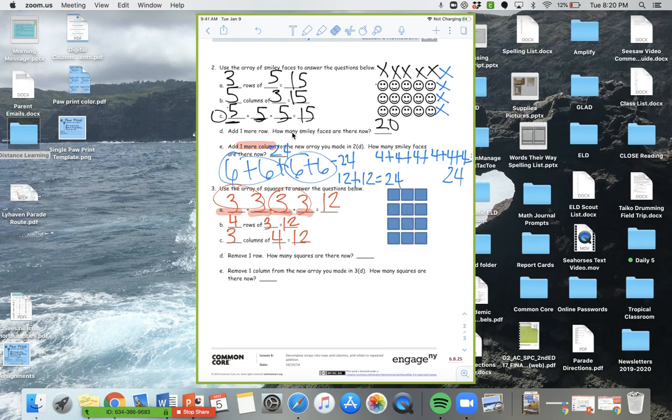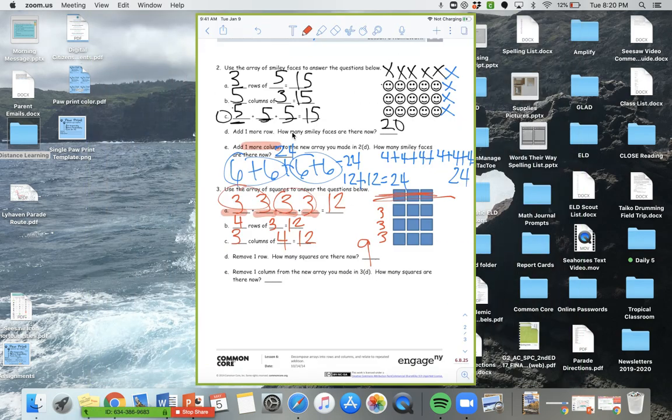So now it's asking us to remove a row. So I just cross it off. And now I can see how many squares there are. I could see that there's 3, 3, and 3. 3 plus 3 plus 3 equals 9.